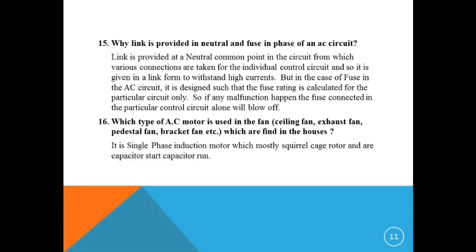Which type of AC motor is used in the fans, ceiling fan, exhaust fan, pedestal fan, bracket fan, etc., which are found in houses? It is a single phase induction motor, mostly with a squirrel cage rotor, and of the capacitor start, capacitor run type.